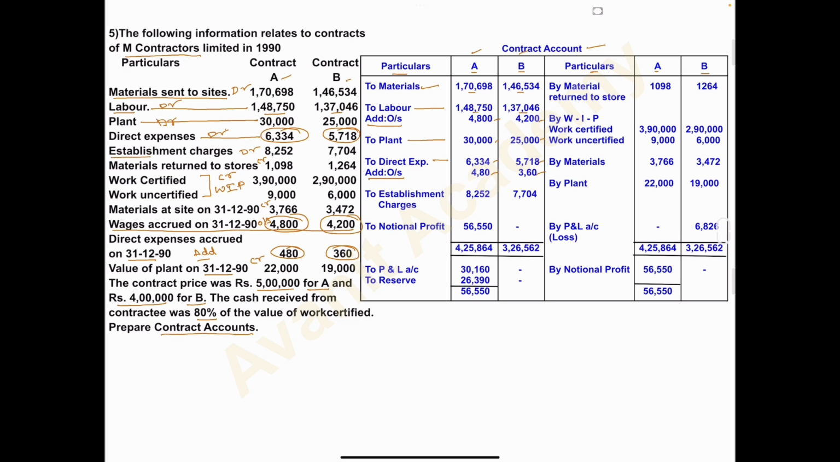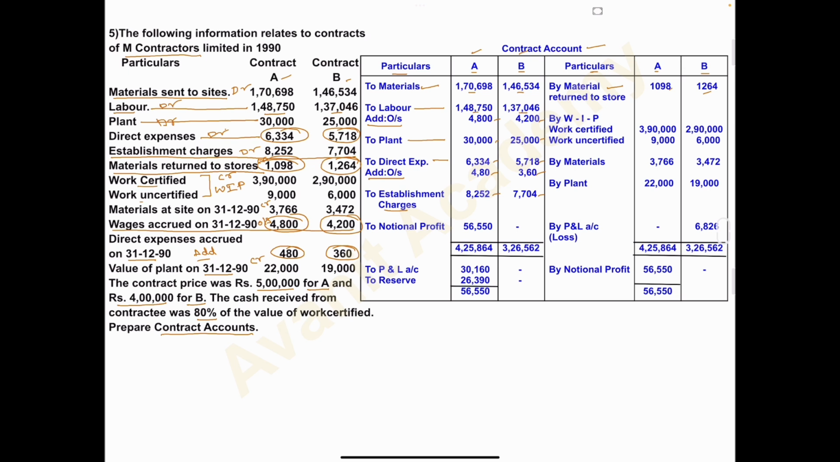See the next item. Establishment charges. To establishment charges, A 8,252 and for contract B 7,704. See the problem. Material returned to store. It is to be credited. Right, credit side. By material returned to store. A column 1,098. B 1,264.